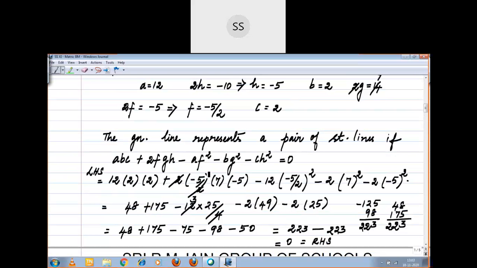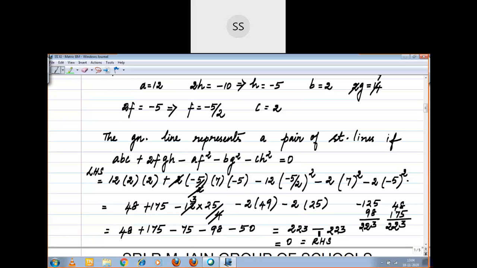If it satisfies, the given equation represents a pair of straight lines. The condition is abc + 2fgh − af² − bg² − ch² = 0. Then you have to substitute the values: 12 × 2 × 2 + 2 × (−5/2) × 7 × (−5) − 12 × (−5/2)² − 2 × 7² − 2 × (−5)².